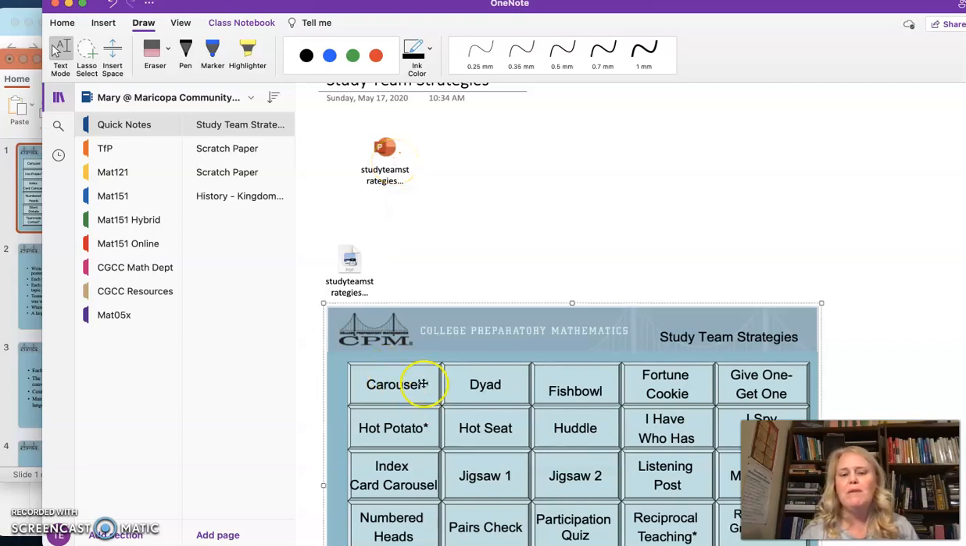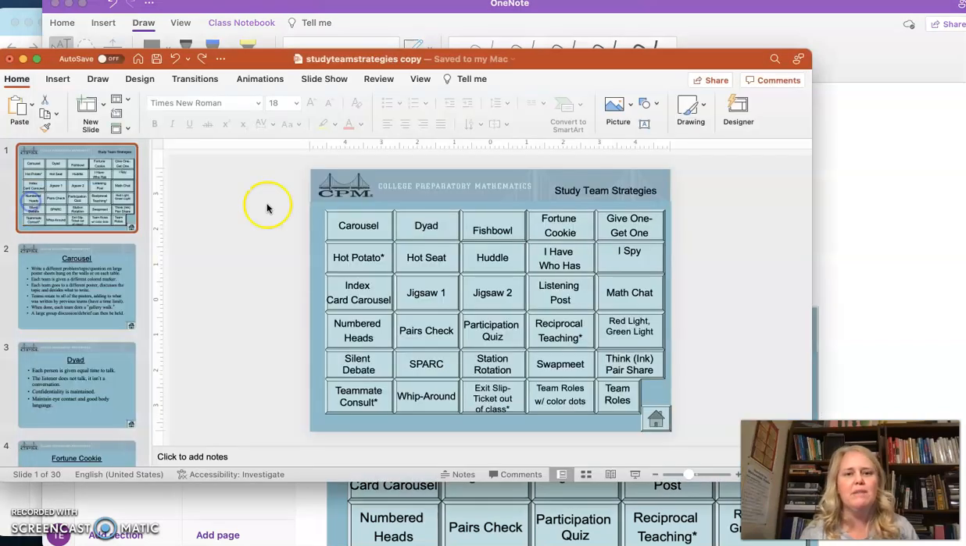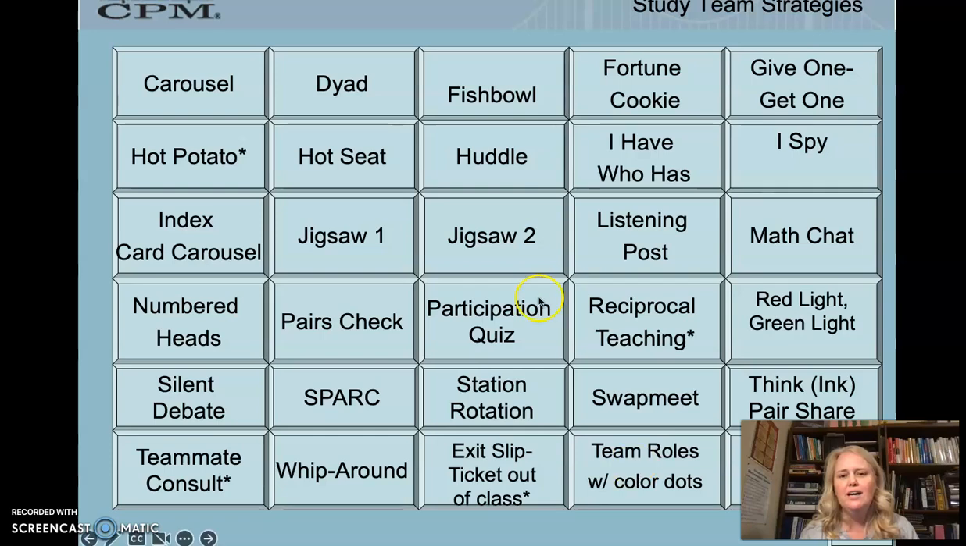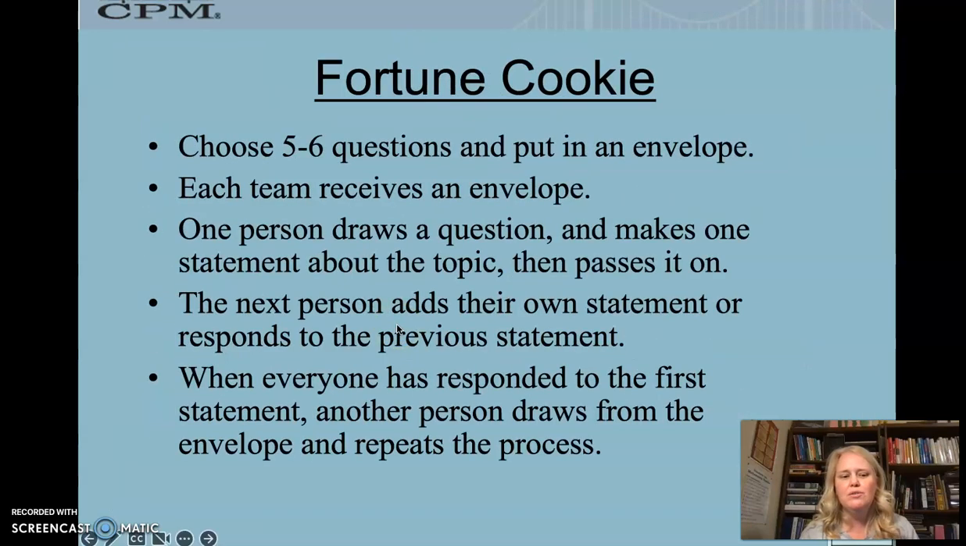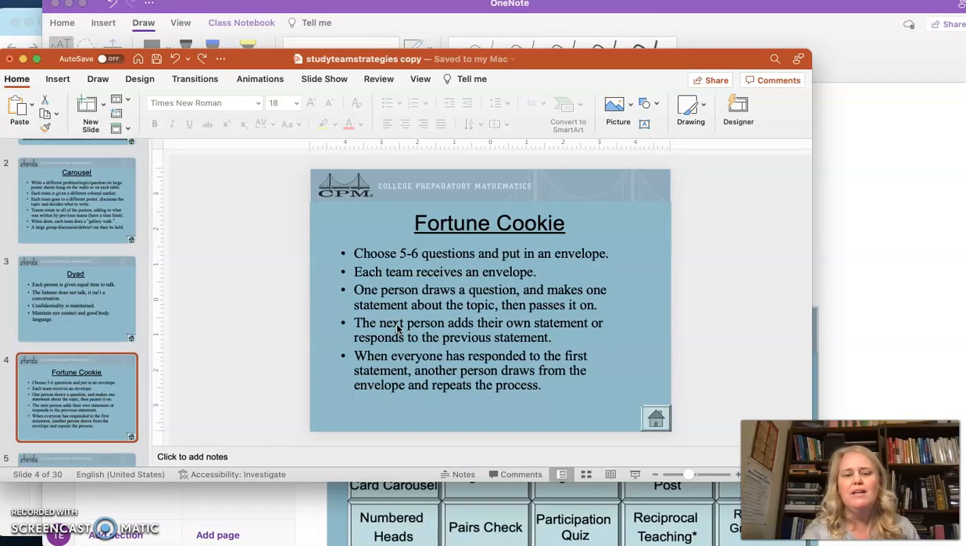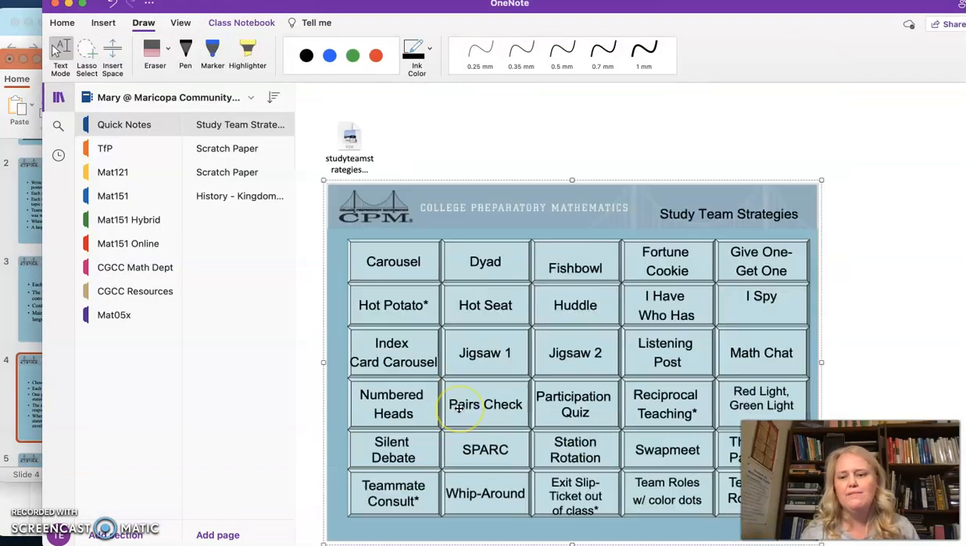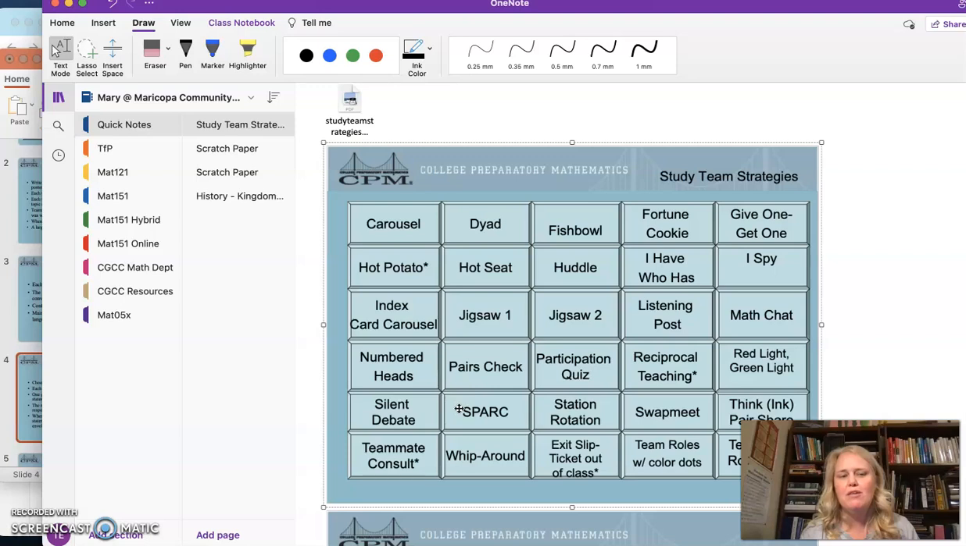Now when you do have the PDF, you lose the ability. For example, if I were to go back to my PowerPoint, I have all of these hyperlinked and such, so you kind of lose that ability. But at least you have the document that you can write on.